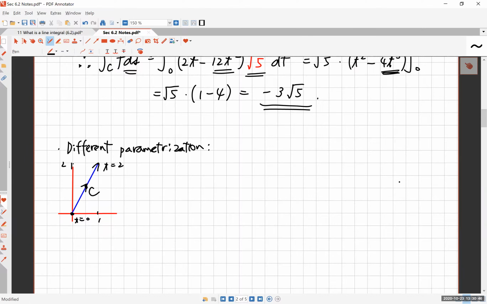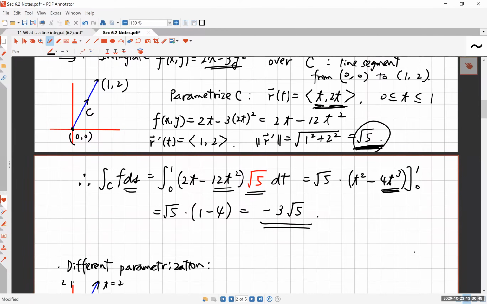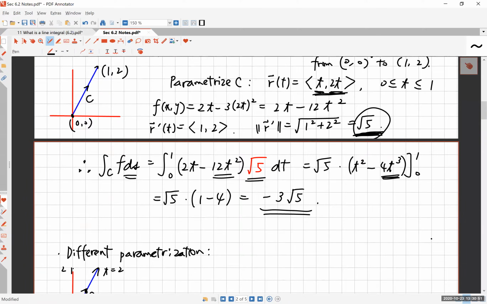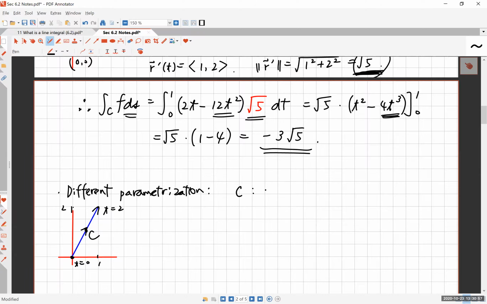All right, let's remember what I said about this parameterization. It is not unique. So what happens if you decide to do it differently? If somebody else comes along and says, well, let's parameterize C as r(t), I need to go from (0, 0) to (1, 2). So how about (1/2 t, t)? Does it take me to the right place? Yeah, as long as you let t go from 0 to 2. This starts at (0, 0) and ends at (1, 2), and so that would be the same line, right?